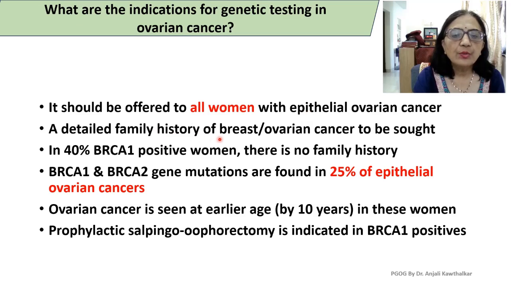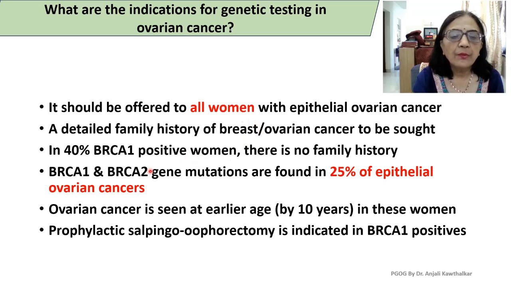A detailed family history should be taken related to breast cancer, ovarian cancer, colon cancer, especially malignancies associated with Lynch syndrome. We have to take the history of endometrial cancer. In 40% of BRCA1 gene mutation positive women, there is no family history. That means it is a separate event which has occurred. This gene mutation has taken place in that woman only, without the presence of the same gene mutation in the family members. We have to remember that there is a limitation of this family history. In spite of negative family history, we need to do the genetic testing.